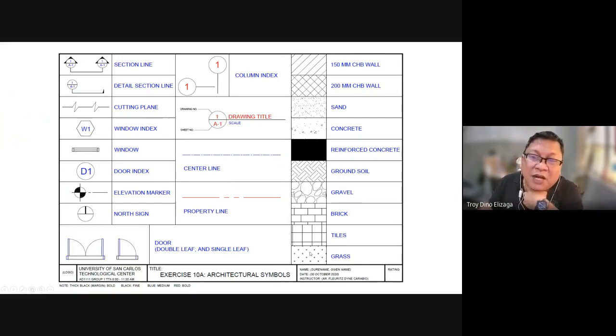And here are some hatches which can correspond to materials, like if this is a 150 millimeters or 6-inch wall or an 8-inch wall, CHB wall, concrete or reinforced concrete or the ground soil. We do not use this in plan. These are for sections, so no need. The grass we can use, the tiles we use.